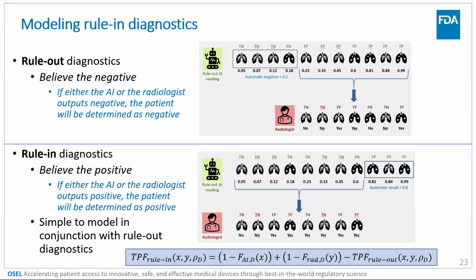You can think of a rule-out diagnostic as a "believe the negative" scenario, where if either the AI or radiologist outputs a negative, the patient is deemed negative. And in a rule-in scenario, if either the AI or radiologist outputs positive, the patient is deemed positive. And you have this nice relationship, which I just came up with. I don't think it's in the literature anywhere, but it's not difficult to derive, and it's potentially useful. It's based on just the inclusion-exclusion principle. These are just probabilities, so these are really simple to model in conjunction with each other.